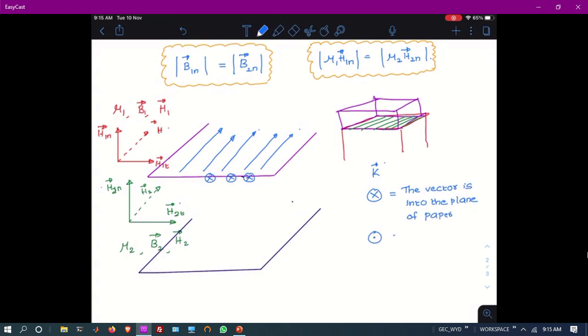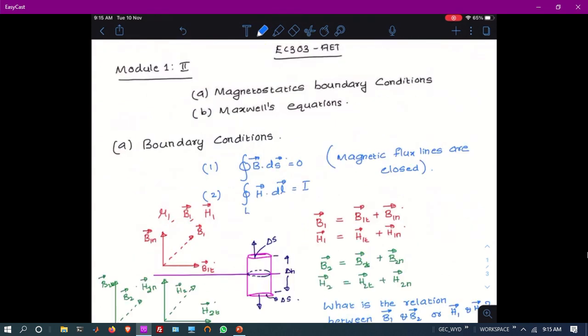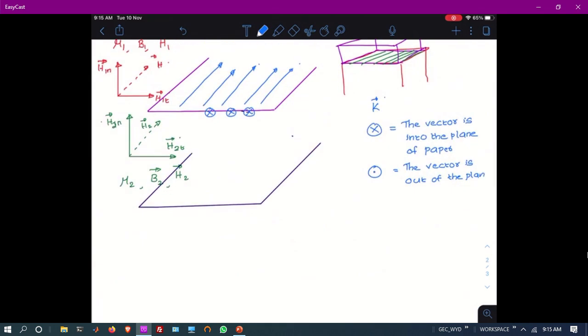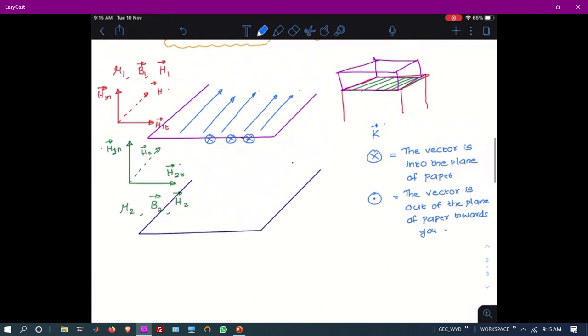And a dot means the vector is out of the plane of paper, towards you. If you consider the vector as an arrow, the tip of the arrow will be pointing towards you if it is a dot. The back of the arrow, which is basically some stripes, will be pointing towards you if it is a cross. Fine, so the K vector is something like this.